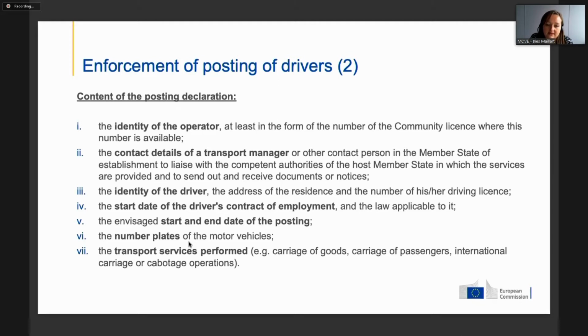There will be the contact details of the transport manager, the identity of the drivers with a series of data, such as address, driving license number. Then you will have the start date of the driver's contract of employment and the legislation, the law applicable to it. The envisaged start and end date, as I said, the number plates of the motor vehicles. There can be multiple if there is a change in the motor vehicle, so the company doesn't have to redo a new posting declaration. And the type of services performed. So is it a carriage of passengers? Is it a carriage of goods? Is the driver going to only do cabotage or also international carriage? Next slide, please.